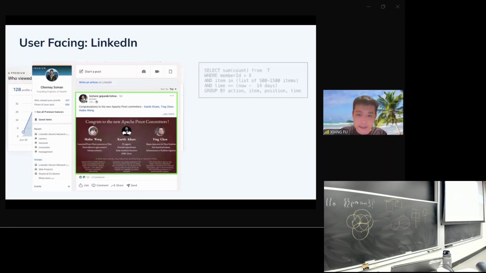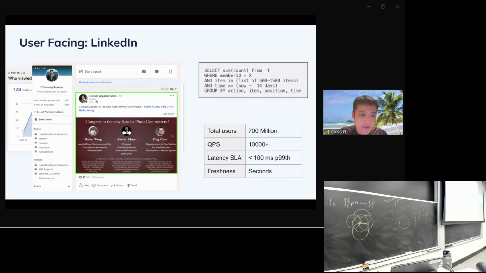One more thing to mention here is that the query QPS is actually very high. We're serving more than 10,000 queries per second, and we also want to ensure the latency is minimal. P99 latency is smaller than 100 milliseconds, which means you can actually query the database when you open your profile in the browser.